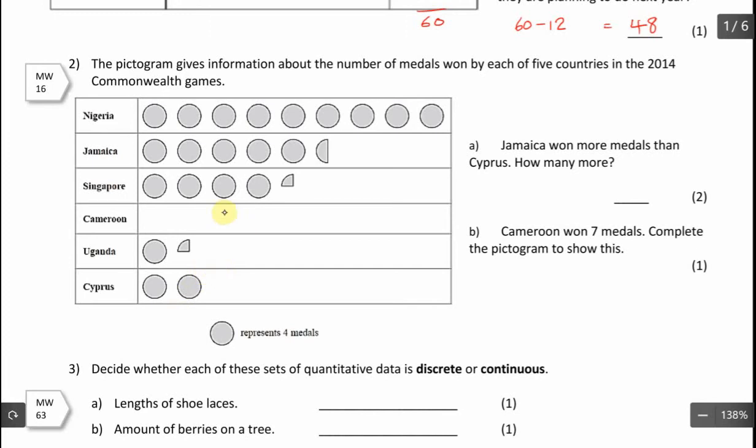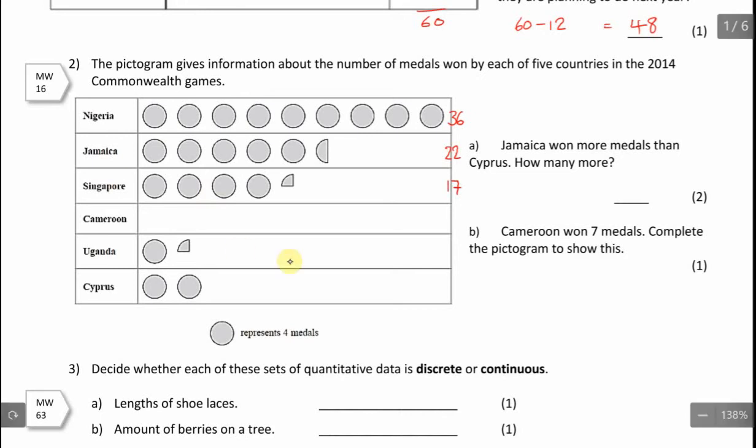What's a good idea for these questions usually is to write down the totals at the end, because you're inevitably asked another question. So I'm just going to write down each row's total. 4, 8, 12, 16, 20, 24, 28, 32, 36 medals for Nigeria. 4, 8, 12, 16, 20, and then 2, so 22 for Jamaica, because a half would be 2 medals. 4, 8, 12, 16, 17 for Singapore.